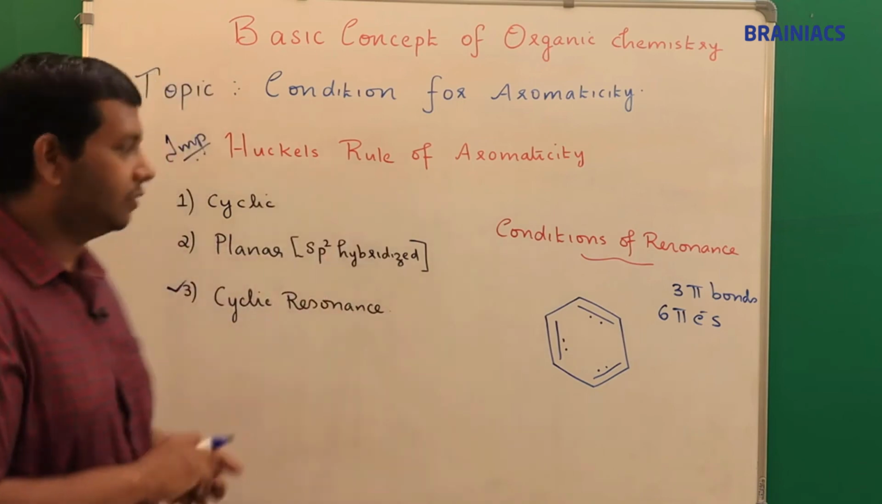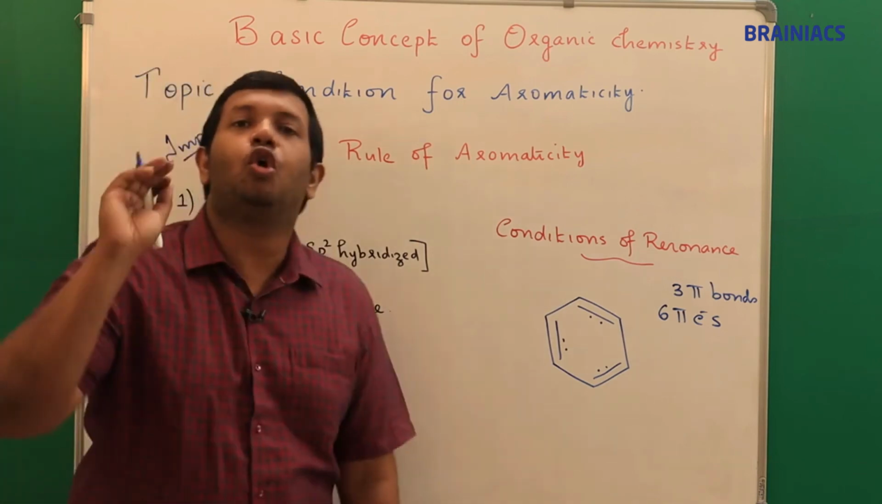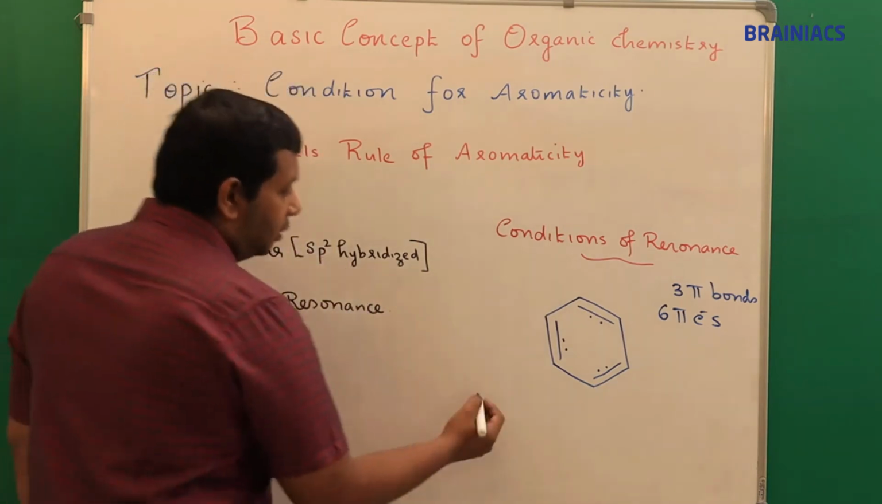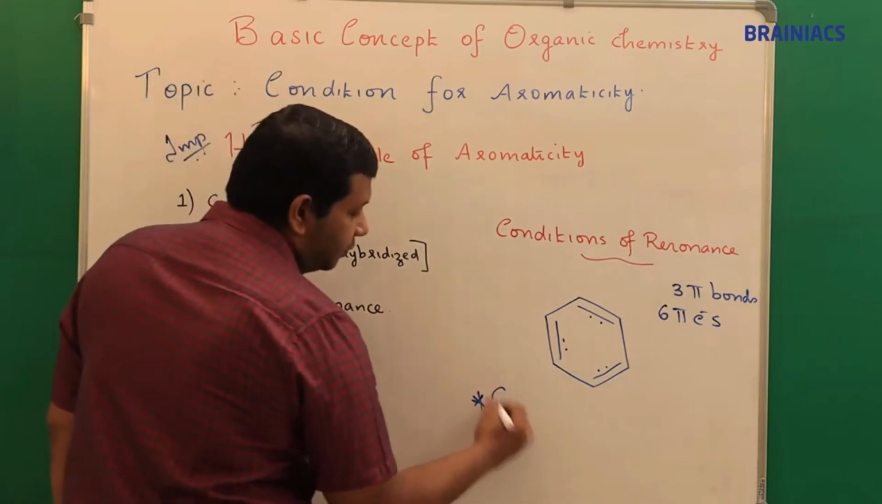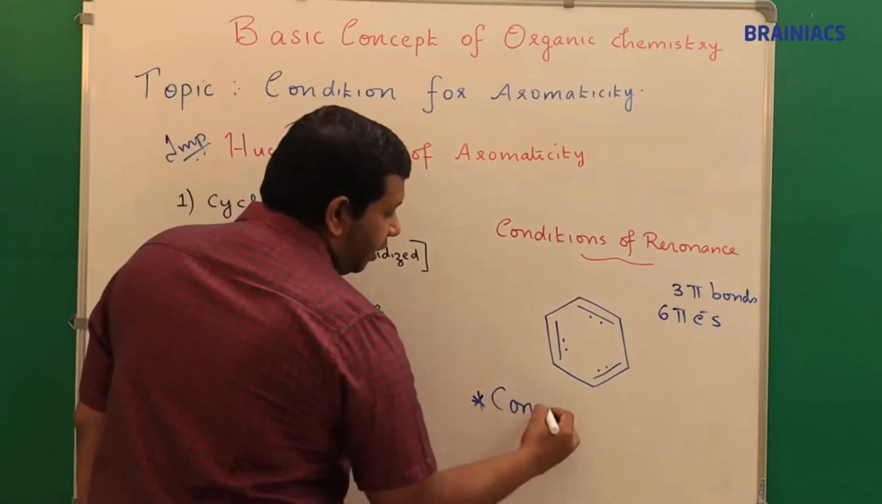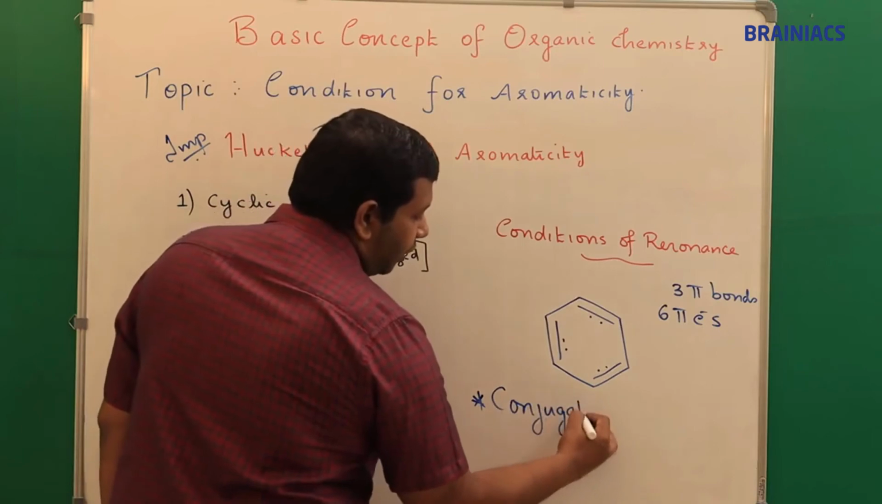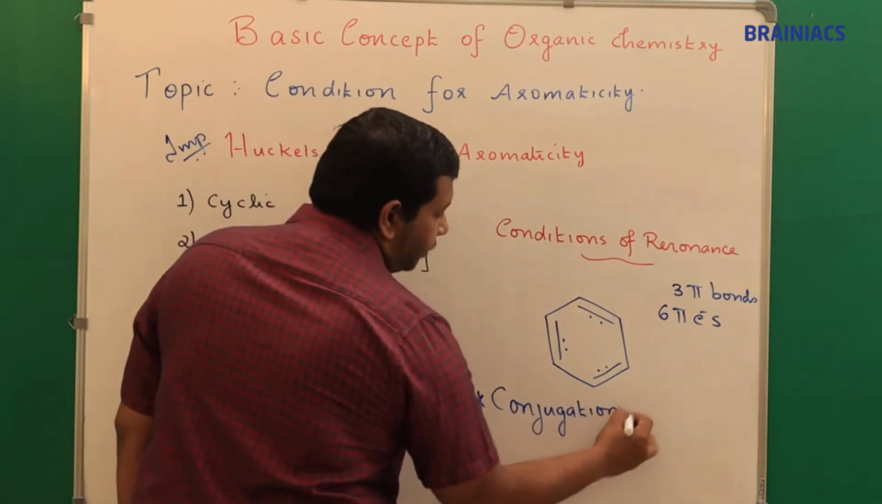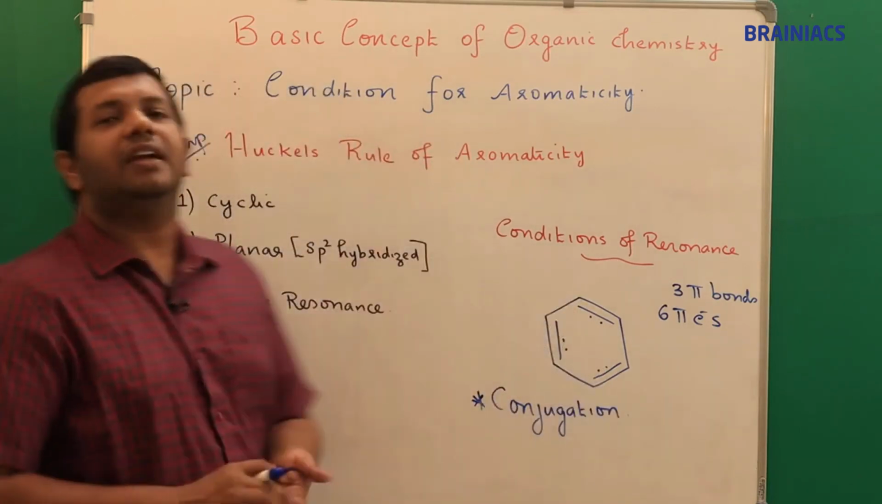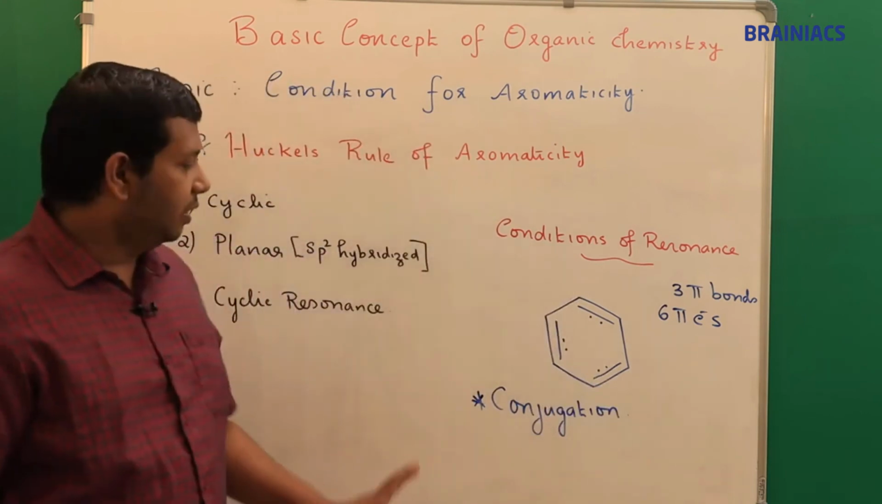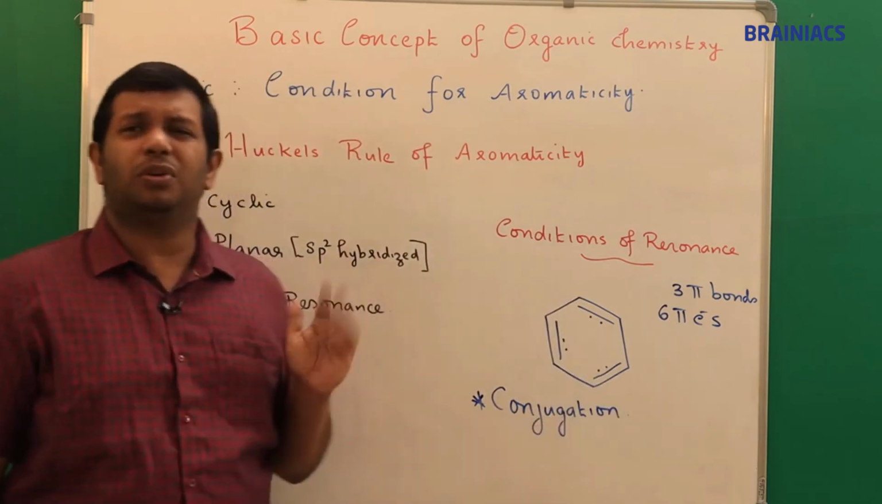I can say the first important condition is called conjugation. Please understand, the most important condition is called conjugation. So I can say if conjugation is present in a compound, then there is a possibility of resonance. Many students will ask me, sir, what does conjugation mean?